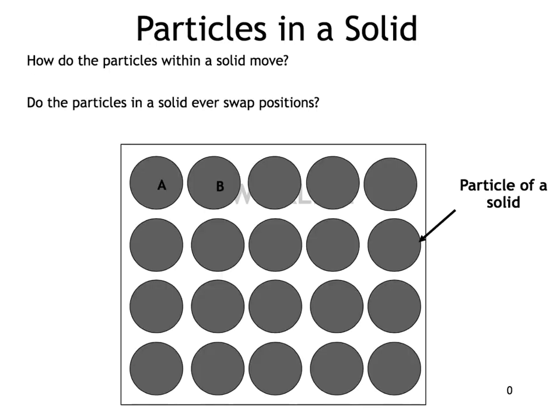So this slide is going to cover some very basic ideas about solids. And my first question is, how do the particles within a solid move? The way the Regents describe the motion of particles of a solid is that they vibrate around fixed positions. So since they're vibrating around fixed positions, then particle A and particle B, for instance, although they would be in motion, they would never swap positions.